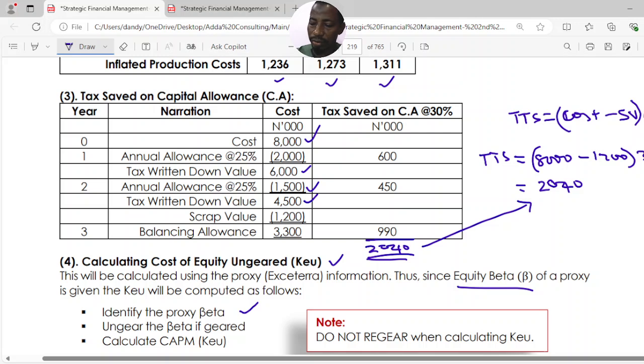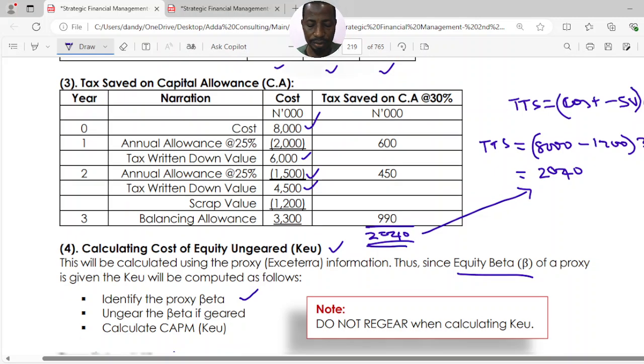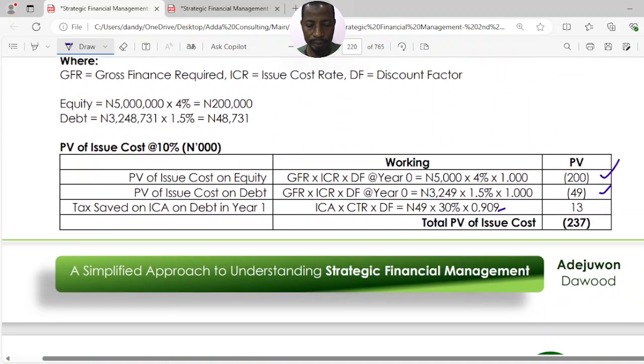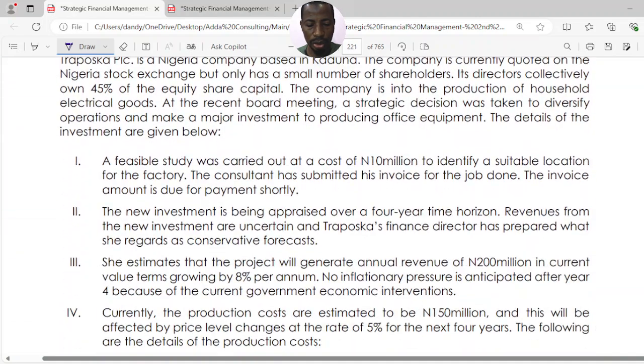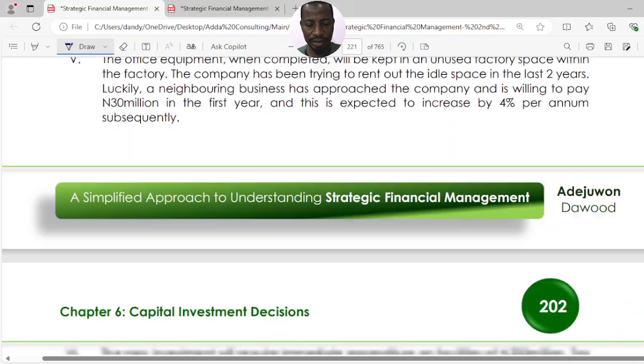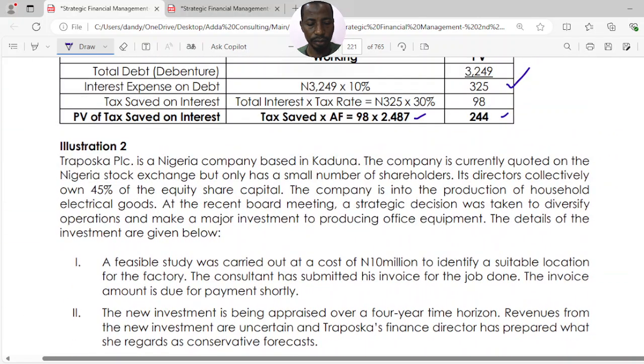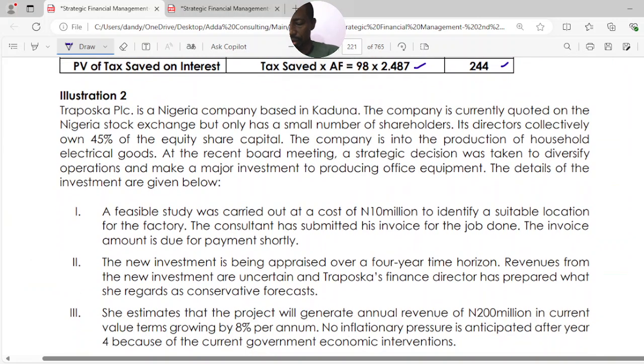Let me rewrite this one. Okay, total tax saved. All right, so let's have one more illustration. Let's have this particular illustration number 2.